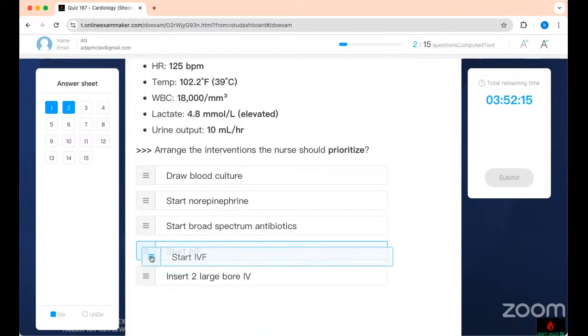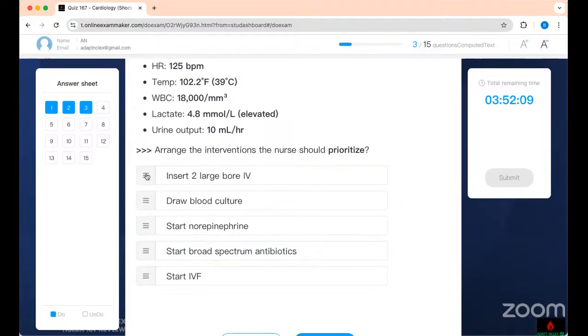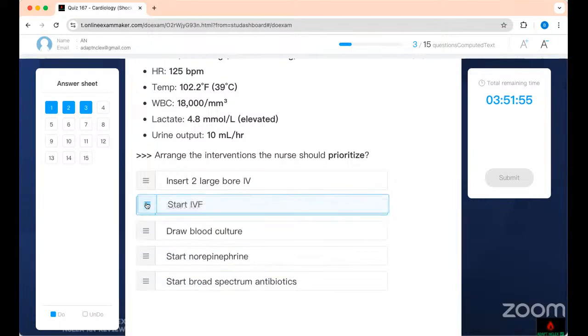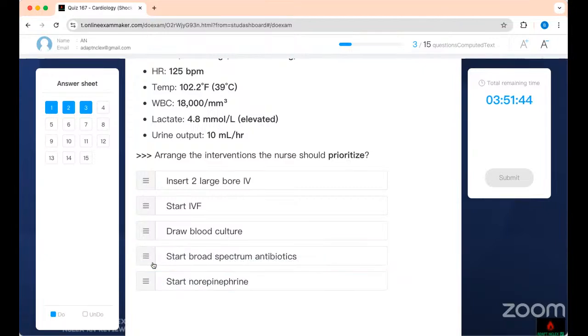First thing, you need to start a large-bore IV. Insert the IV, and then you fix the perfusion issue. Even though they are in septic shock, the number one thing is hypoperfusion. You see the blood pressure is in the 80s. Give them fluid. As soon as you finish giving the fluid, you draw blood culture. After you draw the blood culture, you start antibiotic, then they get norepinephrine. So this is the order of priority when you're dealing with a patient in septic shock.